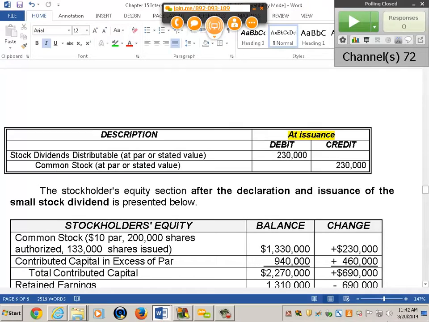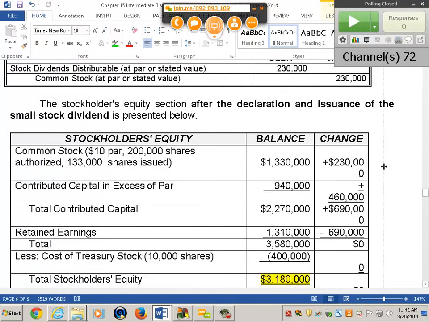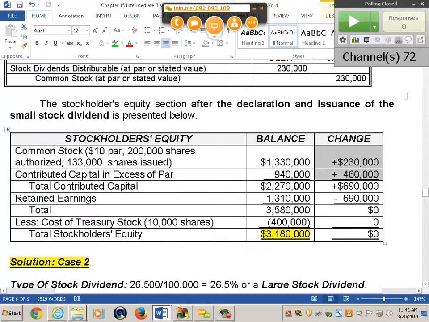Now, what I wanted to show you is, in comparison, what happens at the end of the transaction. Well, first of all, notice in the highlighted area, the yellow highlight, that the dollar amount of book value does not change in total. Because all you did, if you look at the change column, is move retained earnings into contributed capital. So you just moved $690 of retained earnings out and moved it into common stock at par and excess over par.